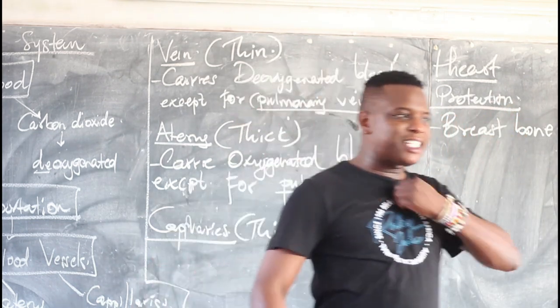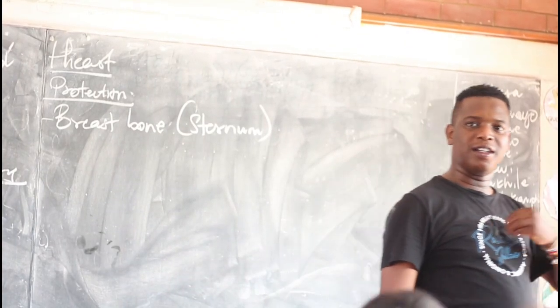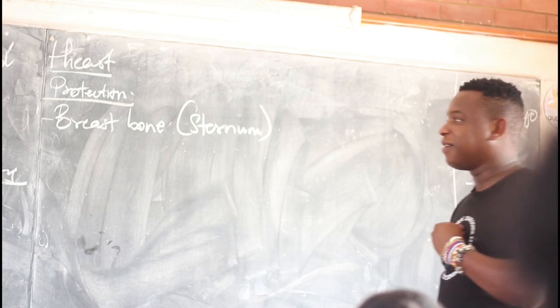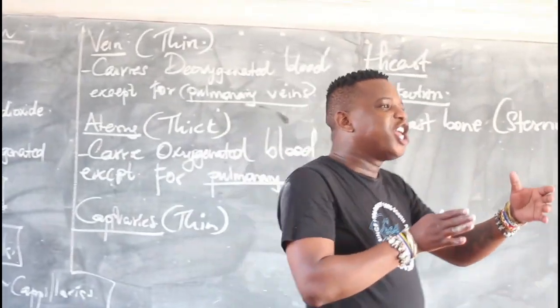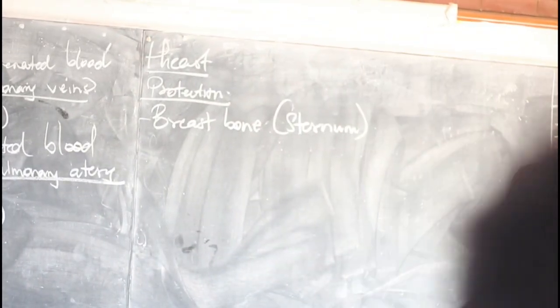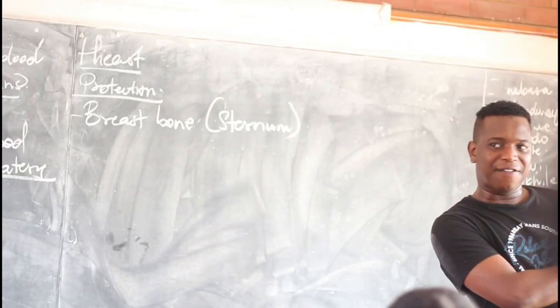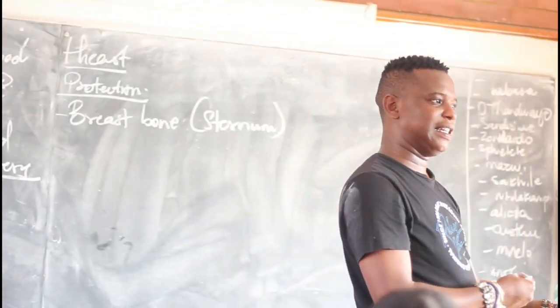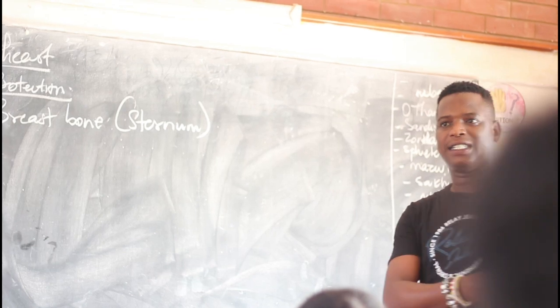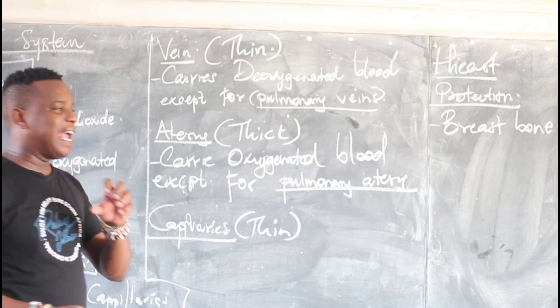It is protected by this bone called the breastbone, and its original name is the sternum. You know this bone? It's called what? Sternum. So that's how your heart is protected. Right now you need to understand that your heart is not on the left, but at the center and slightly shifted to the left. Not the whole heart, but the apex of the heart, the corner of the heart.